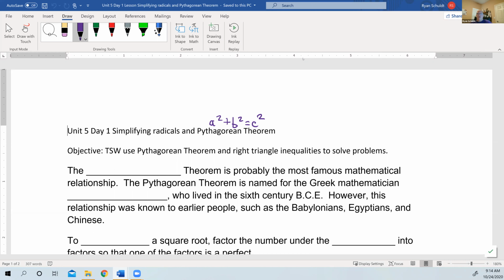Before we do that though, let's talk about a little history and simplify some radicals because we're going to have a radically awesome time.